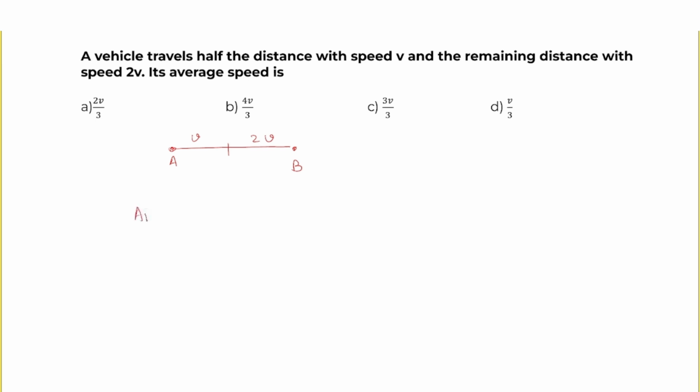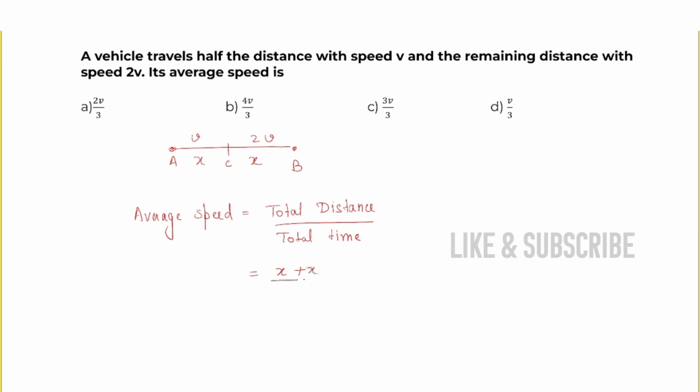So average speed in this case will be total distance over total time. Here the total distance I am assuming, since point C is the midpoint, AC is x and CB is also x. So total distance will be x plus x.